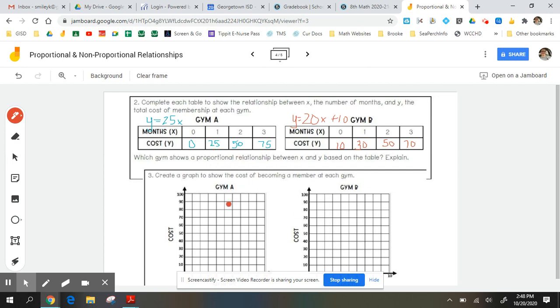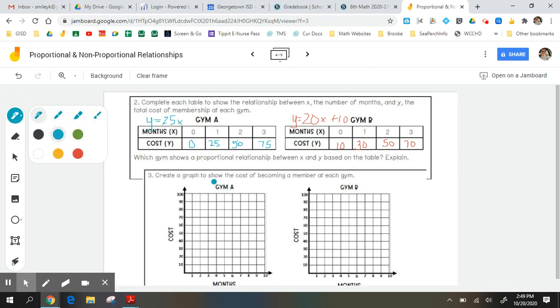Now on this example, we're going to graph it. So we have our coordinates right up here. Let me get back to blue for gym A. I'm going to put a dot at 0, 0. So let's see if I can do this or if it's going to look really bad. Oh, I'm off a little. And then 1 and 25. So kind of in between 20 and 30. 2 and 50. And 3 and 75. I will draw a line to try to connect these points as straight as possible as I can.